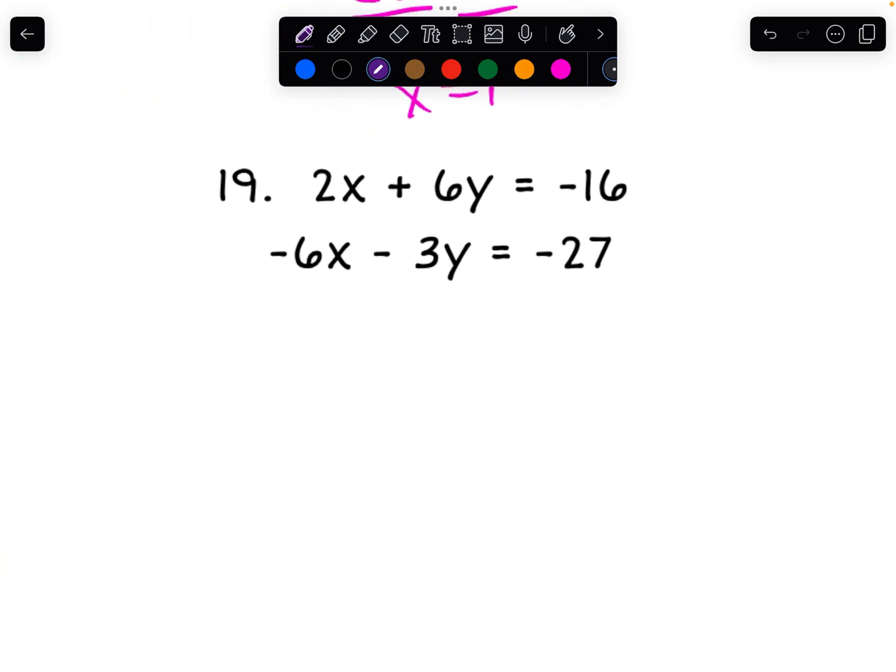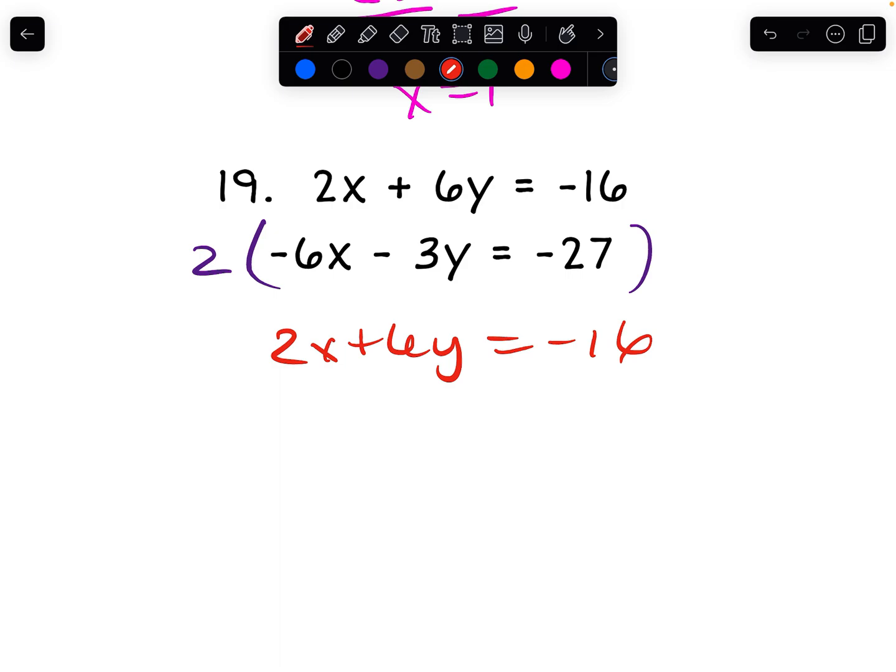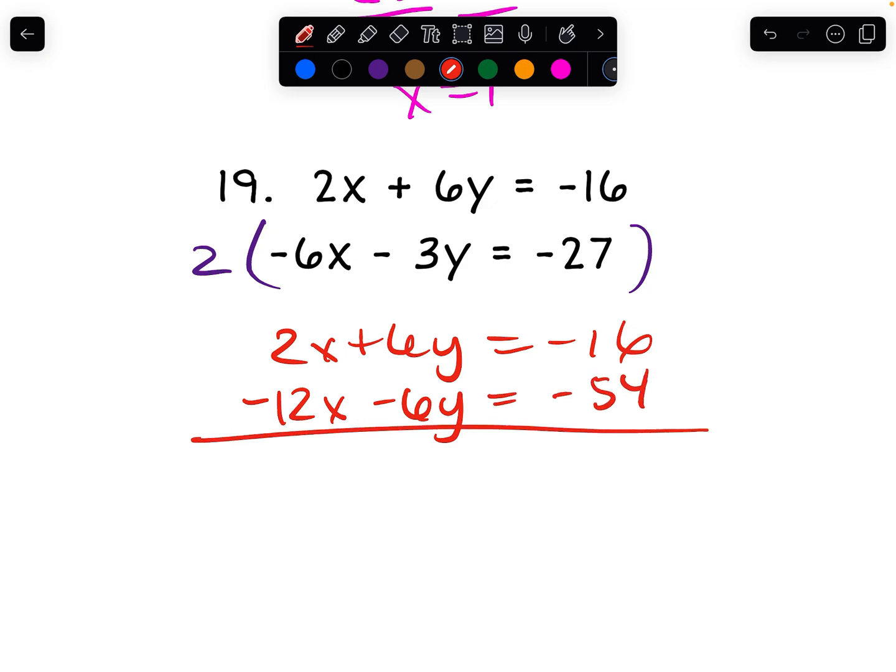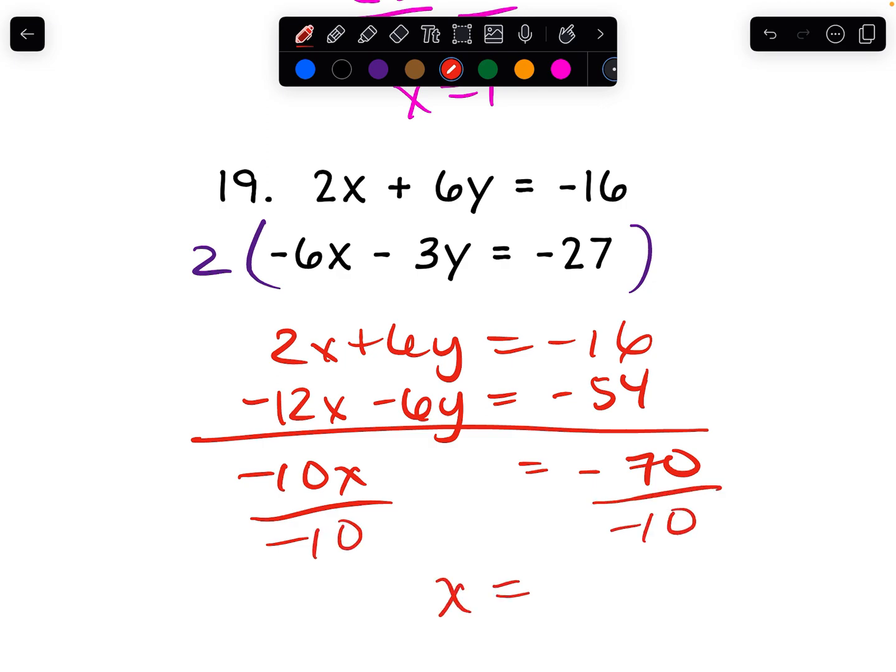And then this one, I think I'm just going to multiply this by 2. So I have the first equation, 2x plus 6y equals -16. So then I get -12x minus 6y equals -54. So -10x equals -70. Divide by -10. Get x equals 7.